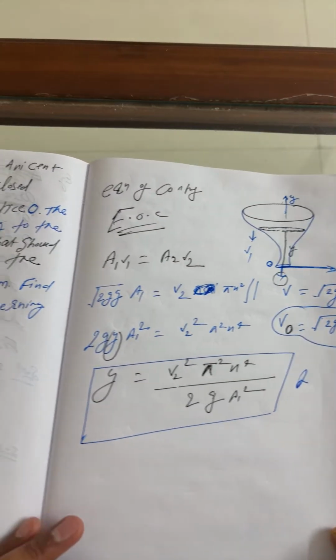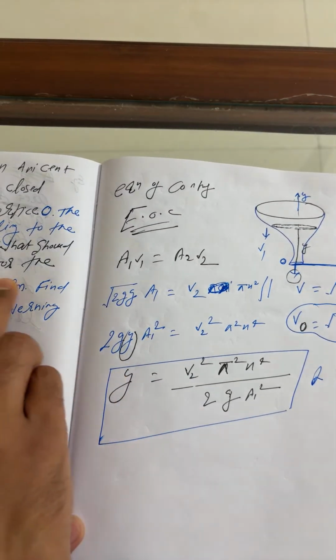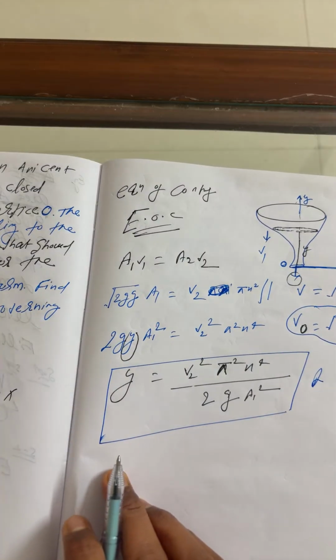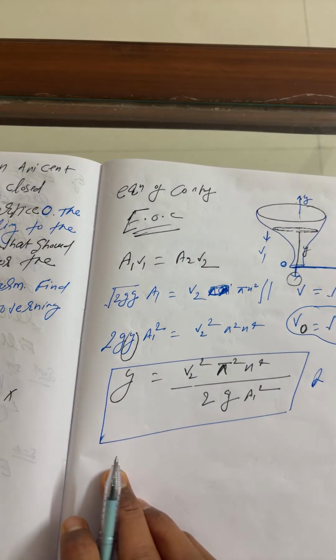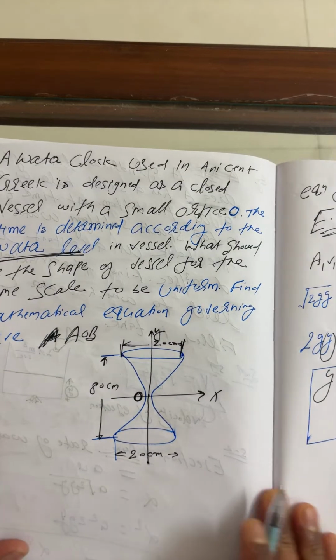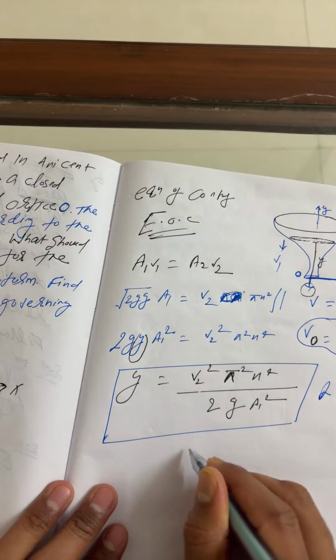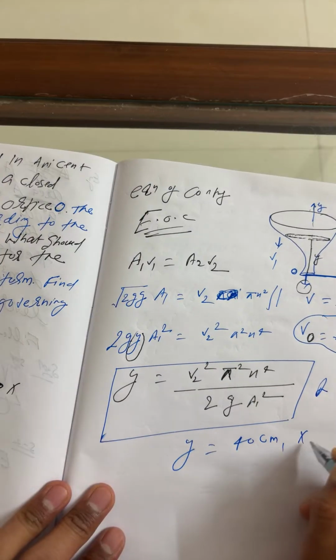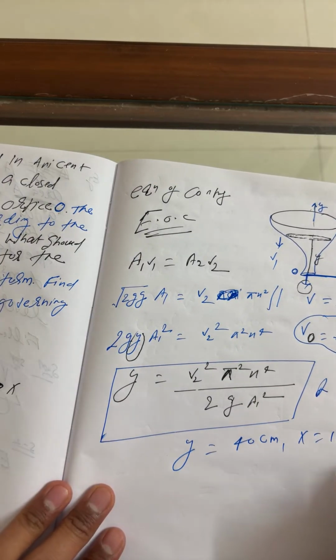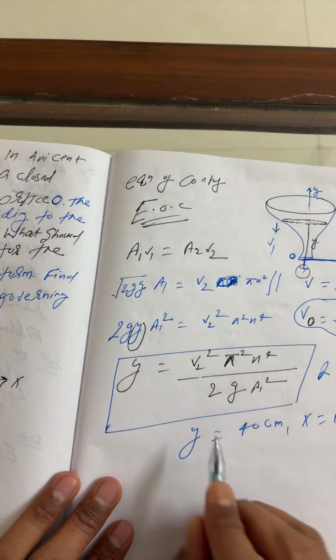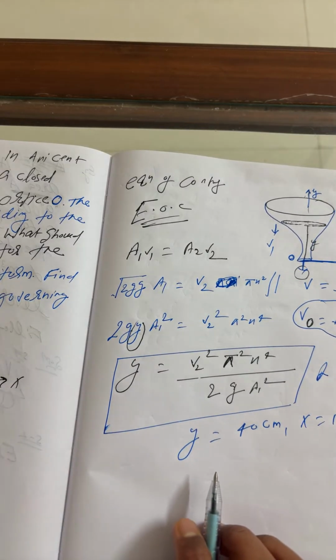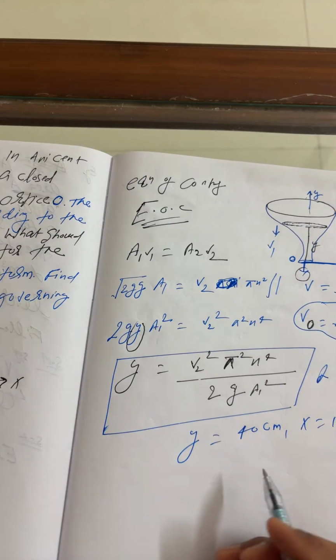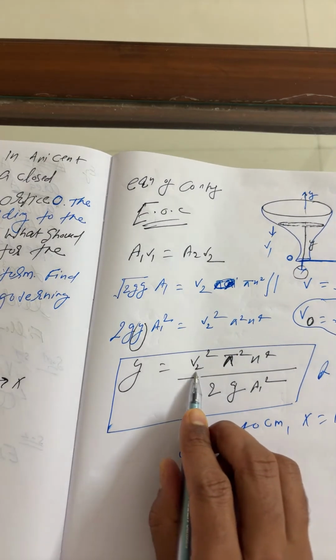They are also asking what the shape of the vessel should be for the time scale. For this condition, for the scale to be uniform, V1 remains constant. And this is 20 centimeter here. So we can write y equals 40 centimeter, x equals 10 centimeter. V1 remains constant, this is root of 2g y. Further, you can just fit the entire values here and we will get the answer.